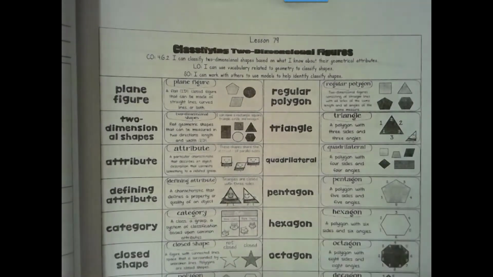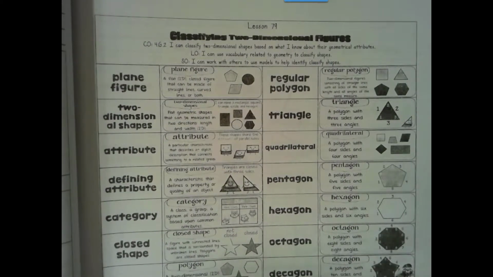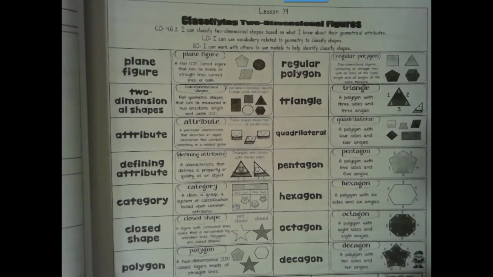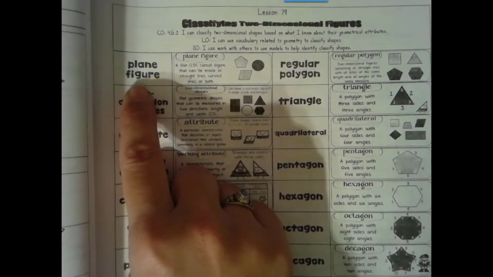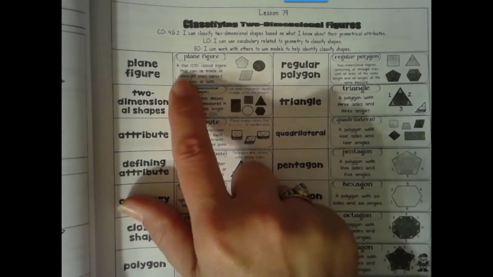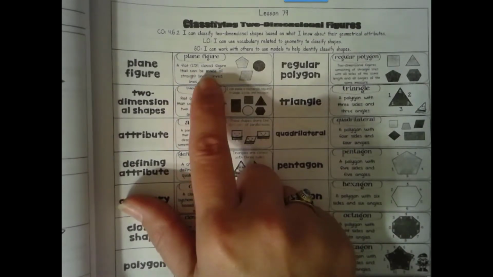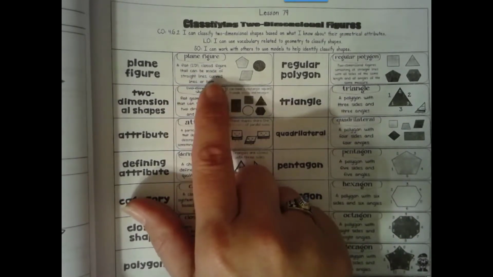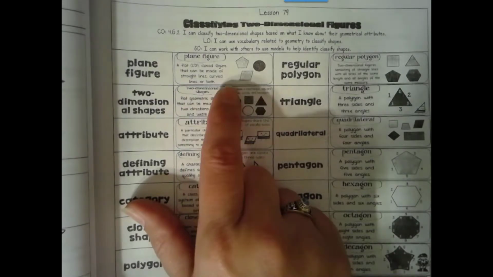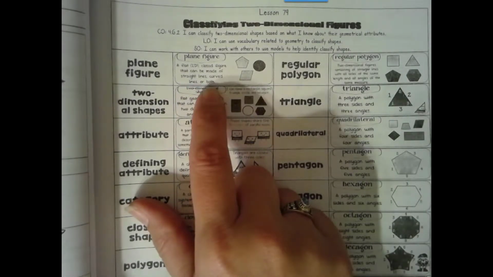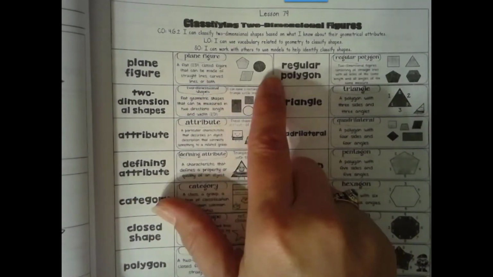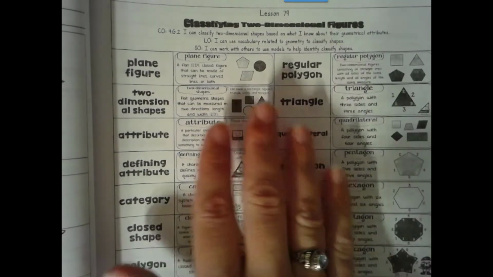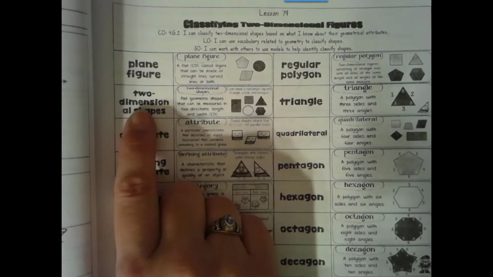So here we have a lot of vocabulary. So you need to know what these different terms mean. A plane figure. A plane figure is a flat or two-dimensional closed figure that can be made of straight lines, curved lines, or both. So they're flat. They're not three-dimensional. They don't have depth to them.